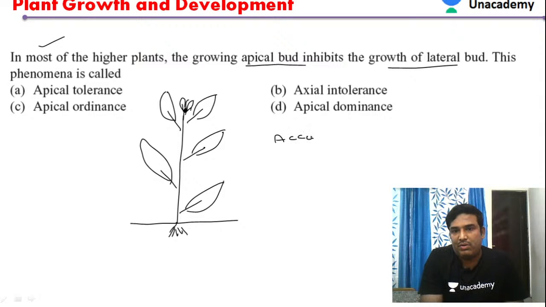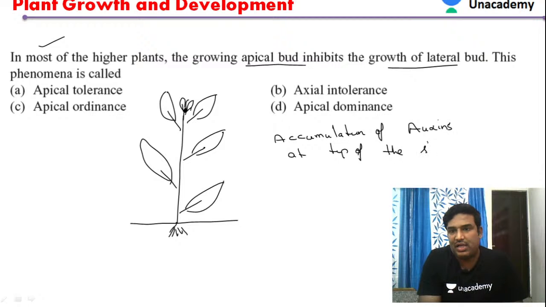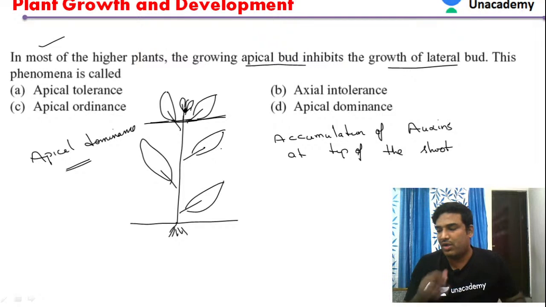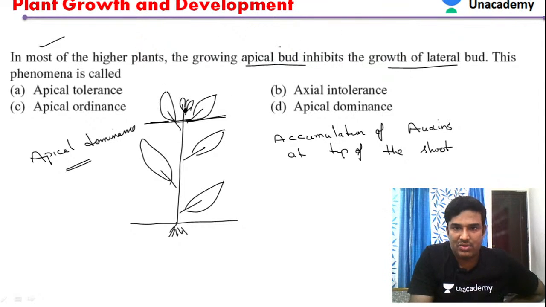accumulation of auxins at the tip of the shoot. Such a phenomenon is called apical dominance. What we have to do then is remove this apical bud. When you cut it, the lateral branches slowly start coming out. So finally we conclude that option D will be our answer in this case.